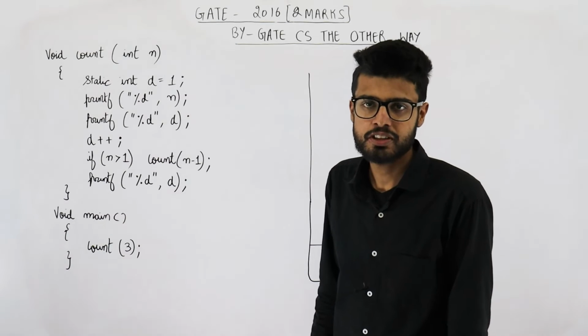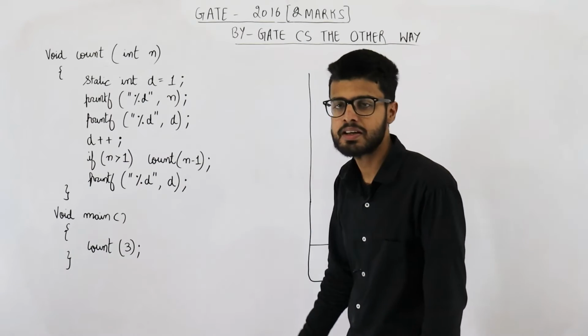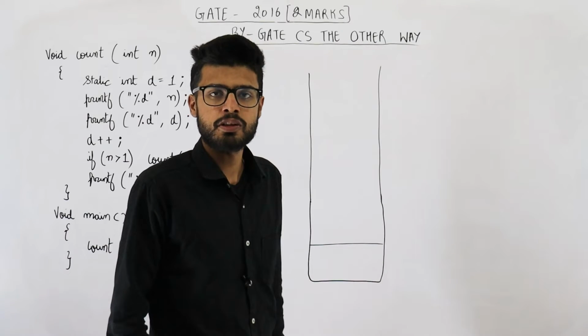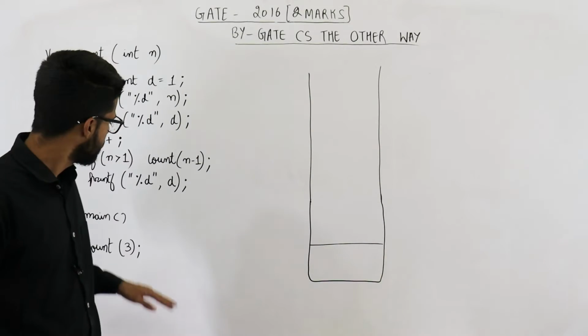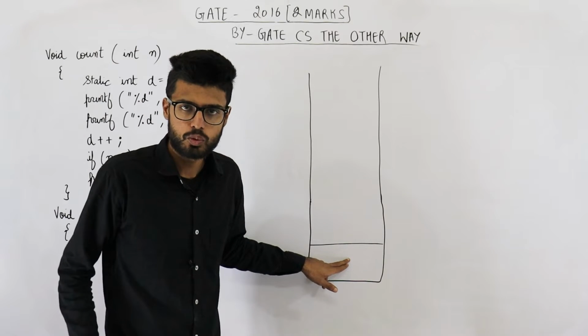This is a 2 marks question from GATE 2016 exam. They've given you this program, you need to determine its output. So let us start executing it. Now you should know execution will begin from calling of main function. This function is called, hence you have to push an activation record corresponding to the main function.